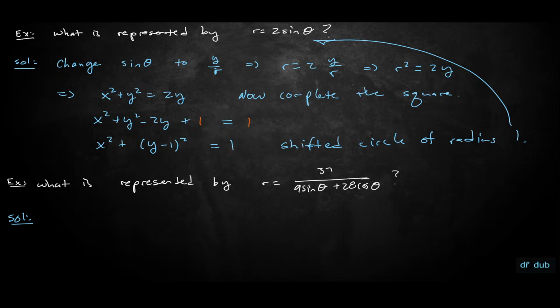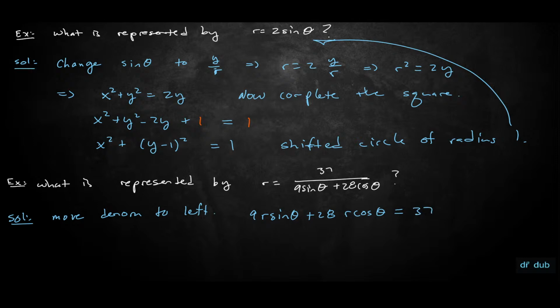Alright, so what we're going to do for this problem is we're basically just going to multiply both sides by that denominator. I wouldn't say cross multiply, I would just say move the denominator to the left. So we'll get 9r sine theta plus 28r cosine theta equals 37.